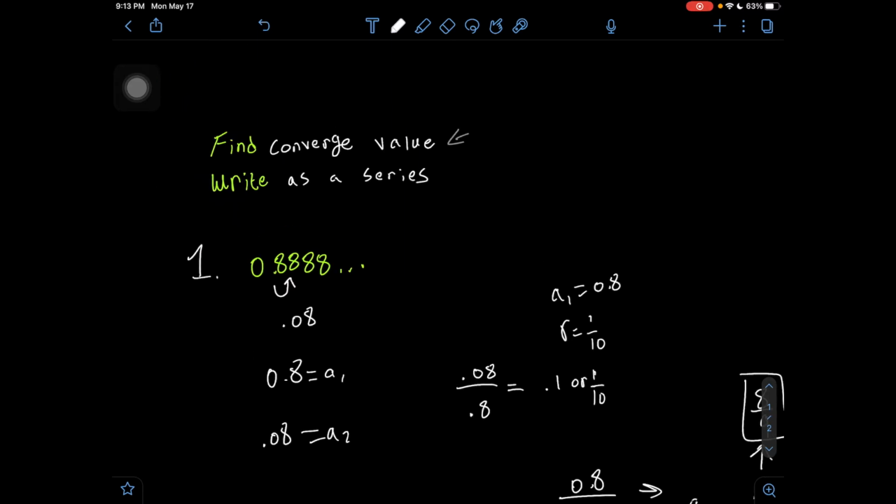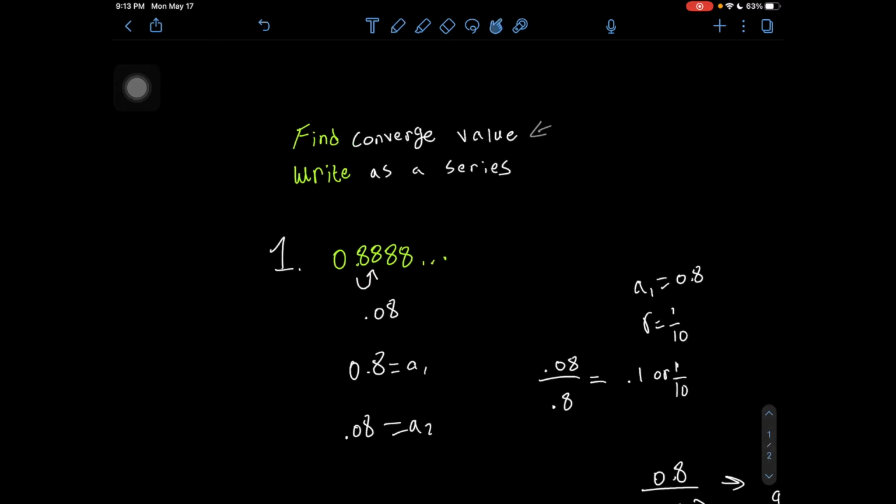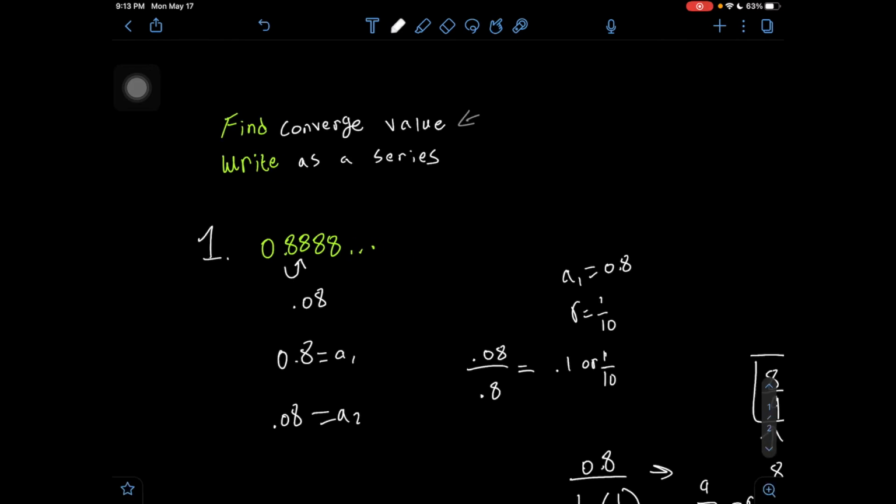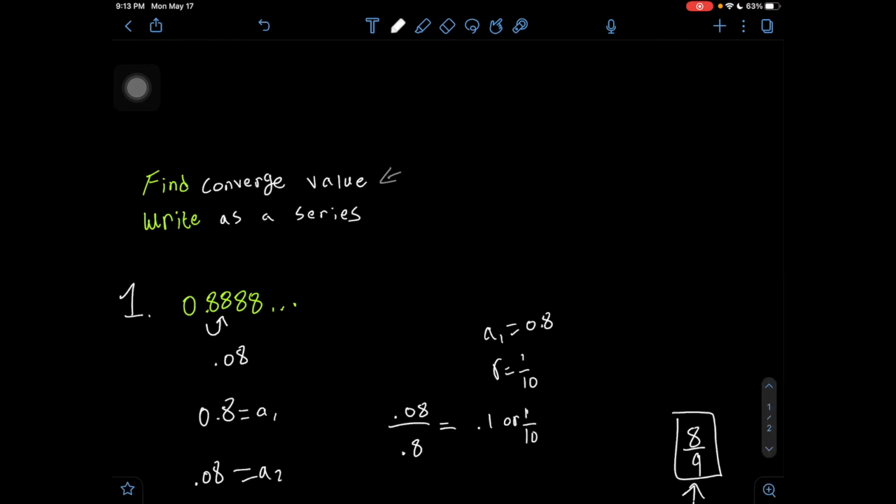Now the second part of our question asks us to write this as a series. To write it as a series, we're going to use our sigma notation. Sigma, in this type of infinitely going on decimals, is going to look something like this: we have sigma, and on the bottom we're going to have k equals 1, because we're going to start at our first value. Then our value is going from 1 to infinity, and then we have our geometric equation here.